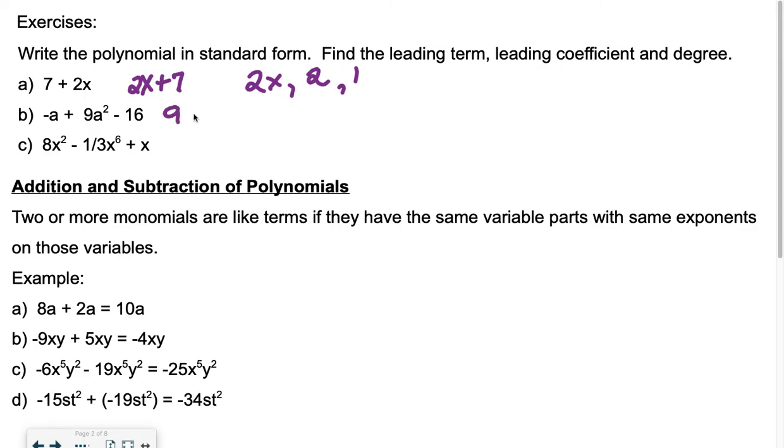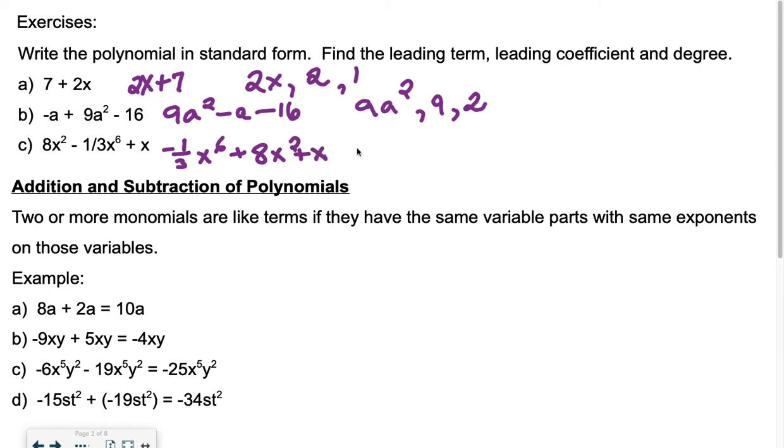In standard form, 9a squared minus a minus 16. The leading term is 9a squared. The leading coefficient is 9. The degree is 2. Next, -1/3 x to the 6th plus 8x squared plus x. The leading term is -1/3 x to the 6th. The leading coefficient is -1/3. The highest degree is 6.